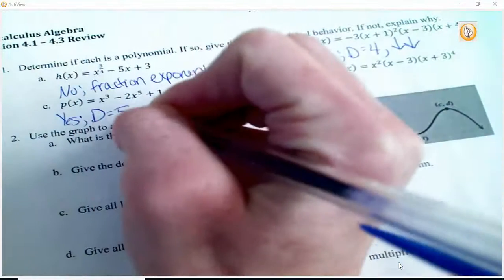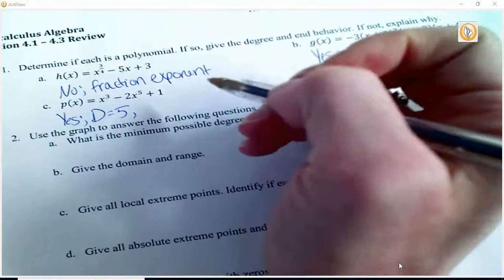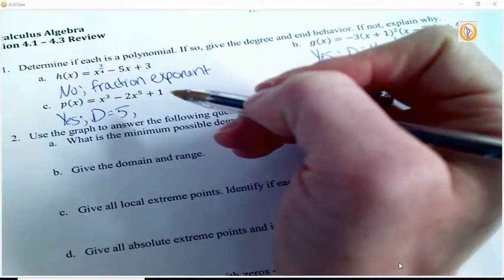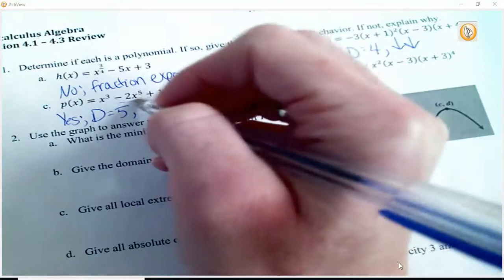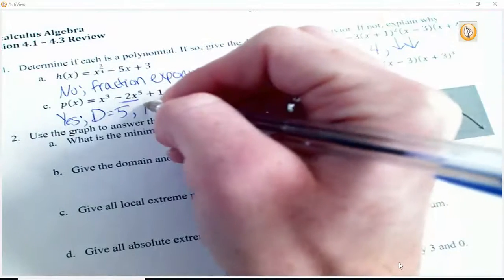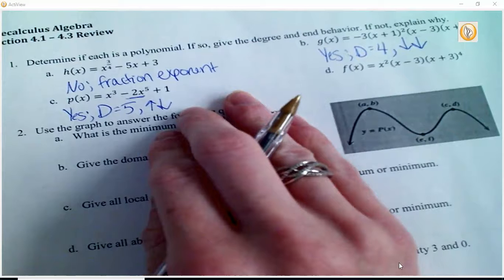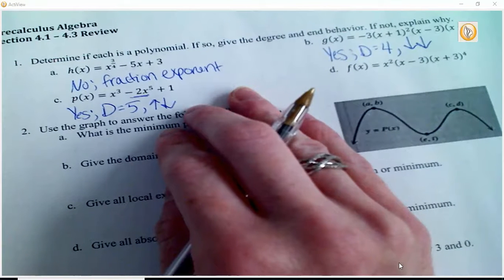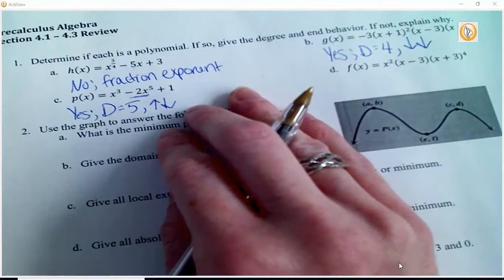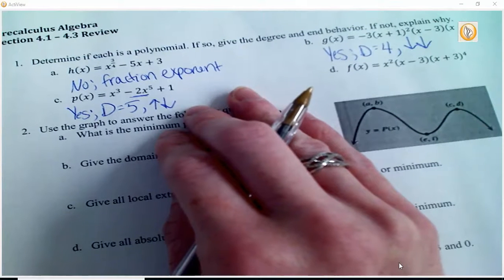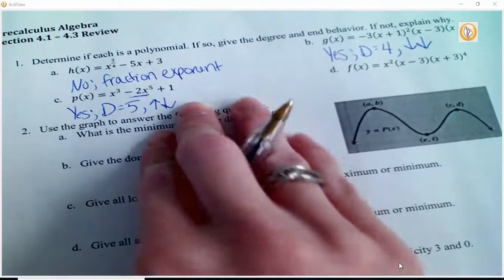Degree is 5. Okay, end behavior, I saw some issues with that. Remember, if it's an even, it looks like a parabola. If it's odd, it looks like a chair. This has a negative 2 in front of it, so what does that do to our chair? It's going to flip it, so now it's up, down. Okay, end behavior is a question that you should never miss, even if you've forgotten the rules. Why? You can graph it. So if you struggle with those rules, take a second and graph it and double check yourself. Make sure you've got it correct.